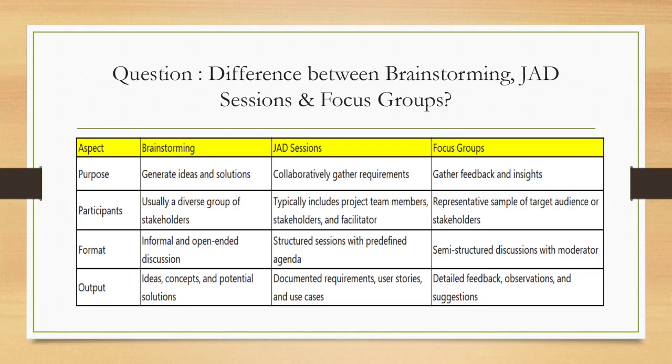Coming to the format, brainstorming is an informal and open-ended discussion, whereas a JAD session is a structured session with a predefined agenda, and a focus group is a semi-structured discussion with a moderator. The outputs: ideas, concepts, and potential solutions for brainstorming. For JAD sessions, documented requirements, user stories, and use cases, and if there are any conflicts, they also go to the JAD session. For focus groups, detailed feedback, observations, and suggestions.